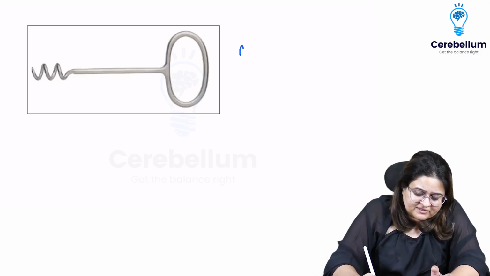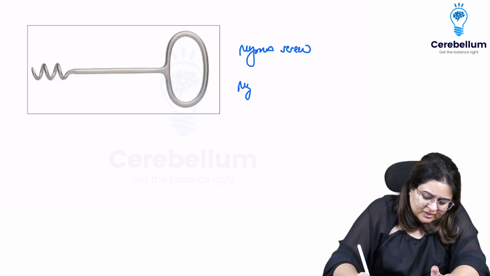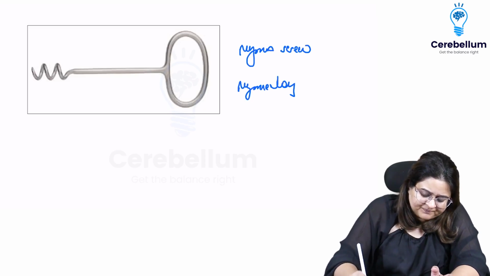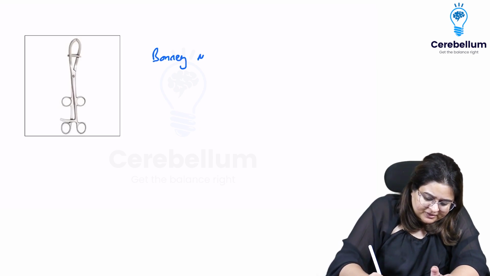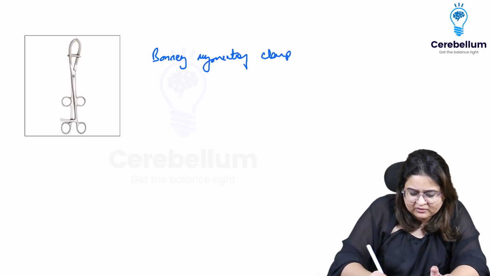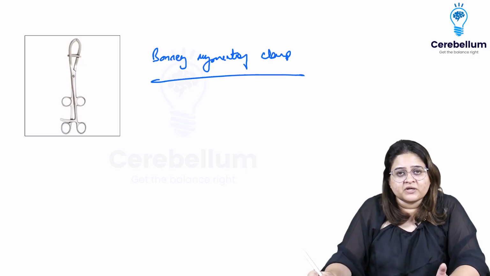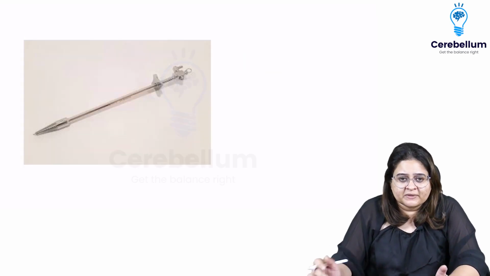What is this? We've discussed this. This is a Bonney's myoma screw used in myomectomy surgeries. This is a Bonney's myomectomy clamp, which is applied at the lower part of the uterus. It occludes the uterine arteries and reduces the blood supply to the uterus. This is a Bonney's myomectomy clamp.